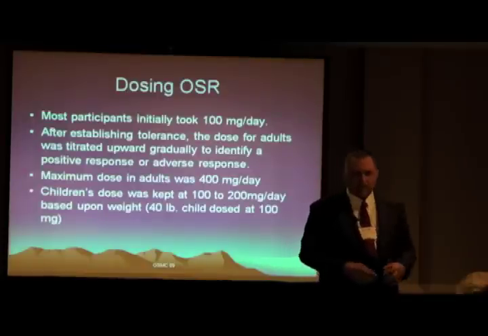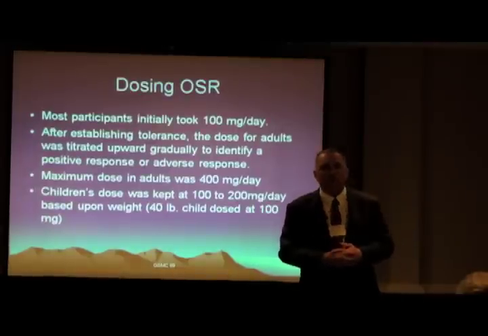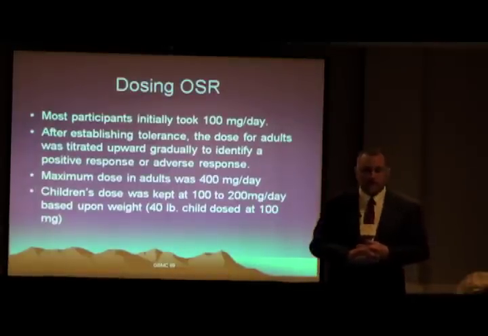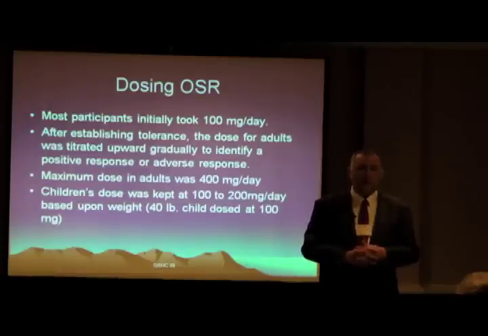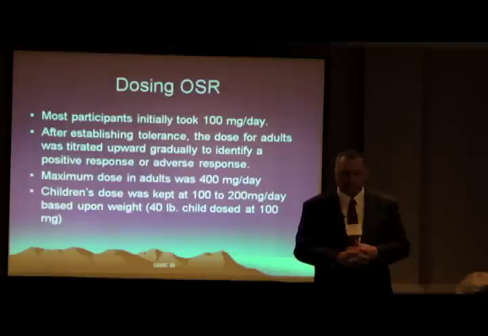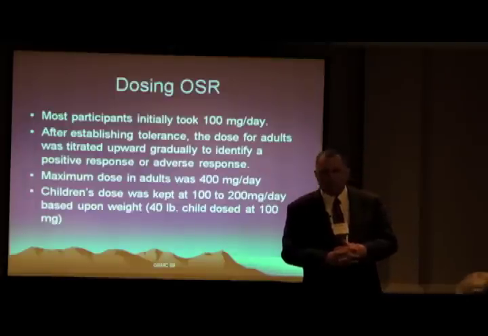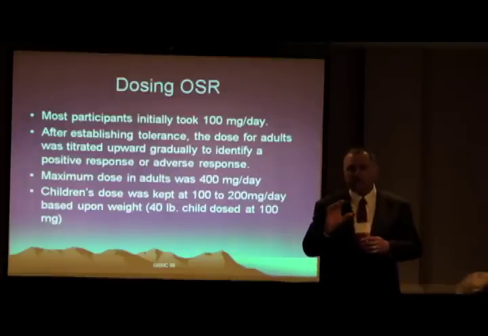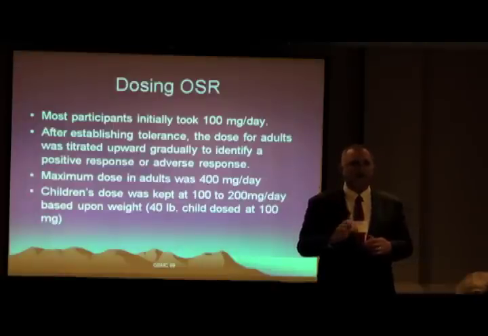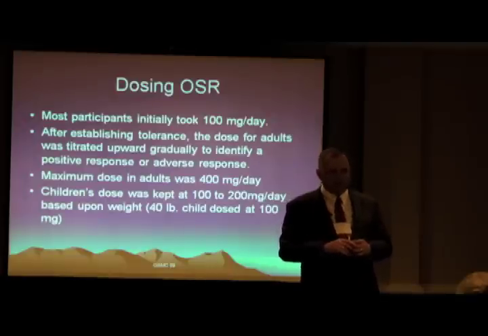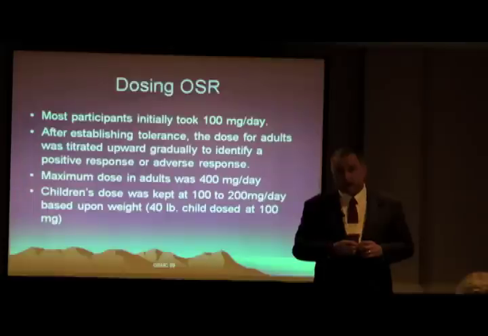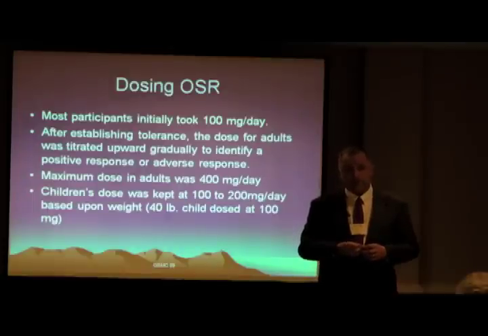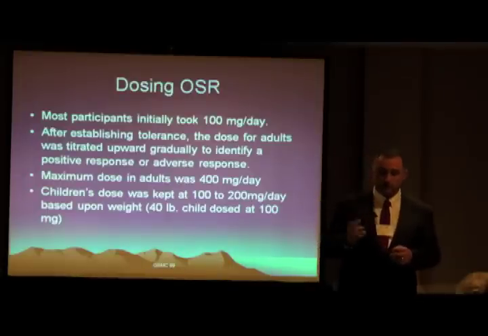Now, most participants initially started off with just a 100 milligram dose a day. After establishing tolerance, the dose for adults was titrated upward gradually to identify a positive response or an adverse response. We actually provided patients with what we call a trial size vial of OSR, which contained 10 to 12 doses. And if a patient's going to have an adverse reaction, they were going to have it almost always within that time frame. So they didn't have to spend a lot of money on a compound they couldn't use in case they did have adverse reactions, which I will discuss.